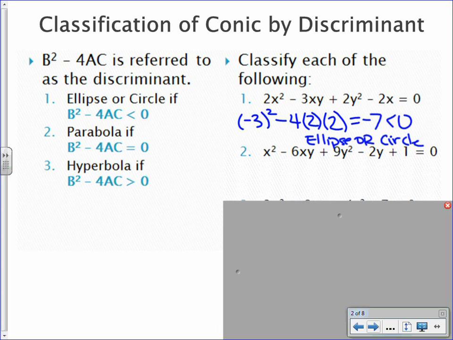Next one, we have x squared minus 6xy plus 9y squared minus 2y plus 1 equals 0. All that matters are the a, b, and c. So b squared minus 4ac. What is b? Minus 4 times what is a times what is c. 36 minus 36, right? So this is a parabola.